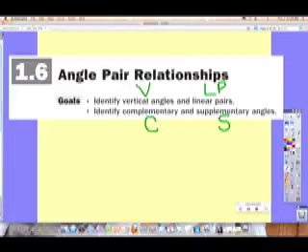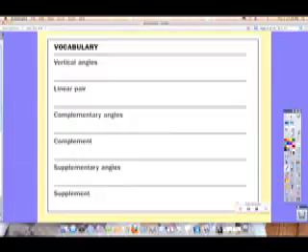Okay, let's go right in. So first vocab, vertical angles. Let's talk about vertical angles and linear pair at the same time. So I'm going to draw a big picture covering both of those. Let's draw two lines that intersect at one point. It's a line, so make sure it has arrows. There's another line, make sure it has arrows on it. So they're intersecting at that point.